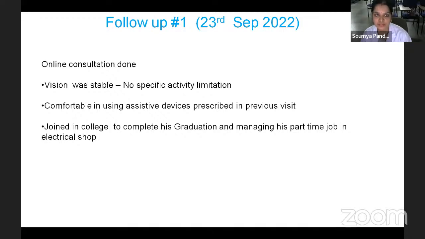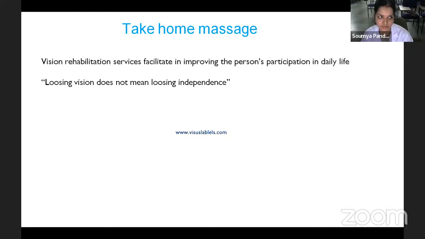So the follow-up was done after 23rd September, which was an online consultation, and we asked about his visual condition. The patient was comfortable with the device prescribed at the previous visit, and with the help of this assistive device, he joined college, and now he's doing his graduation and also managing his part-time job in an electrical shop. So the take-home message is that vision rehabilitation service facilitates improving the person's participation in detail. Losing vision doesn't mean losing independence.